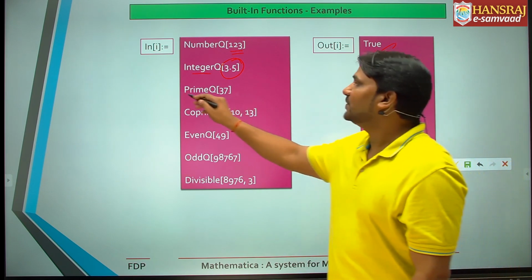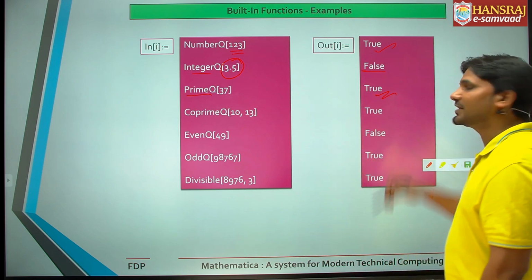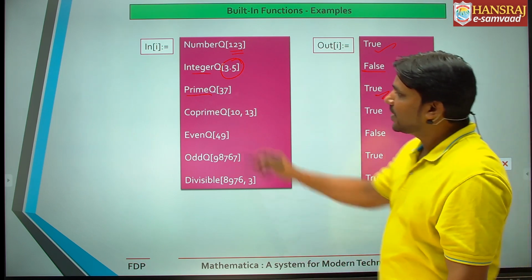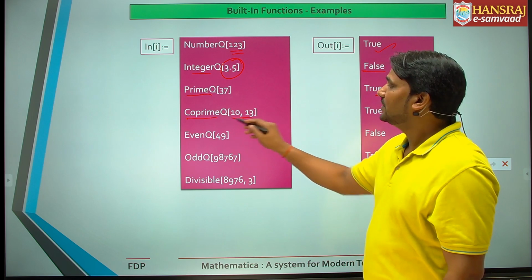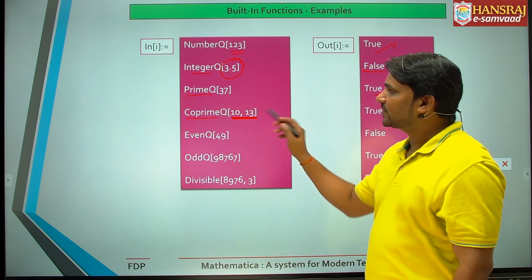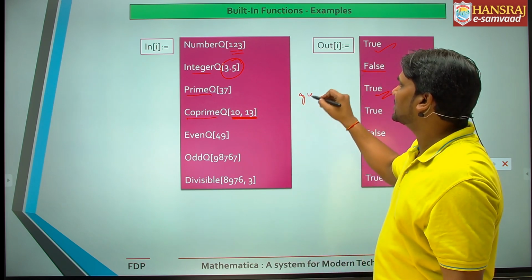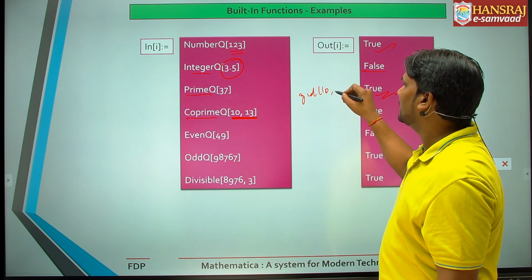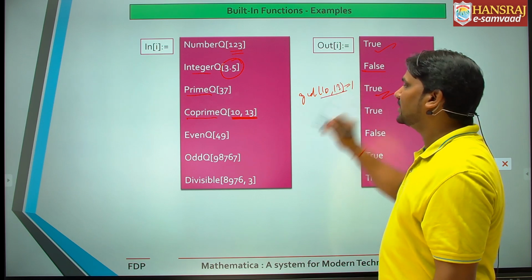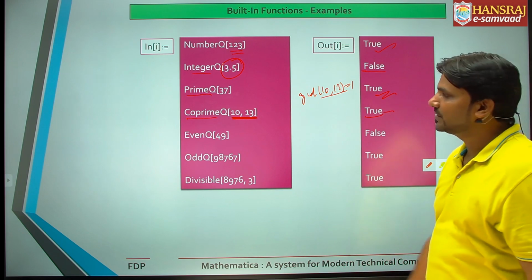Then PrimeQ, is the number 37 prime? Yes, it is prime, so the answer will be true, otherwise false. CoprimeQ: are all the numbers given in the function input, that is 10 and 13, co-prime to each other? Co-prime means the GCD should be 1. If the GCD is 1, then the numbers are co-prime. Yes, the GCD is 1, that's why the output should be true.